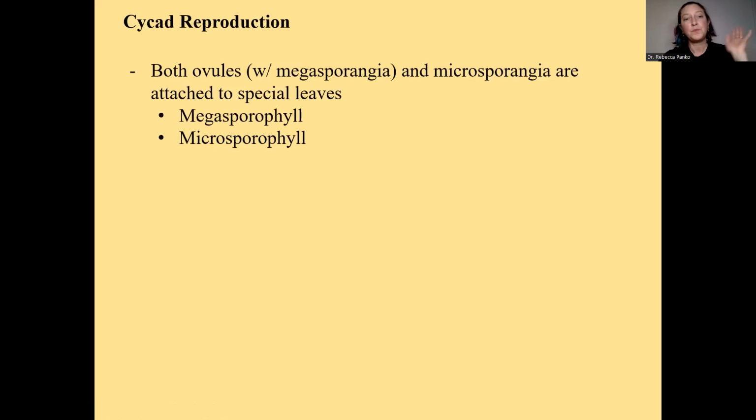The ovules are attached to leaves called megasporophylls. The microsporangia are attached to leaves called microsporophylls. These are terms that we first came across in the Selaginella lecture.